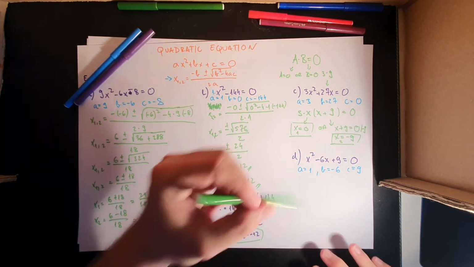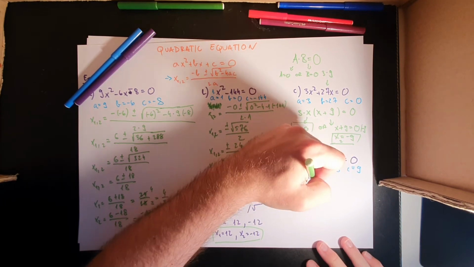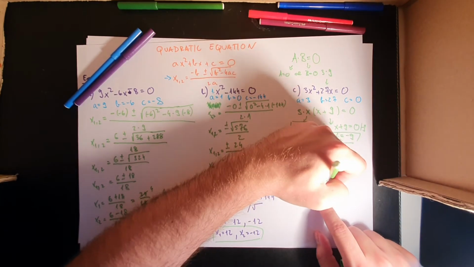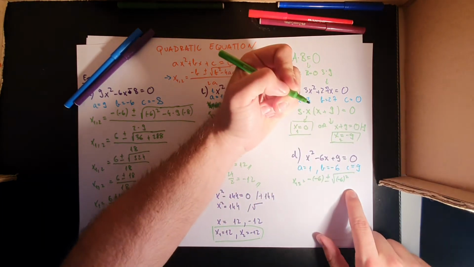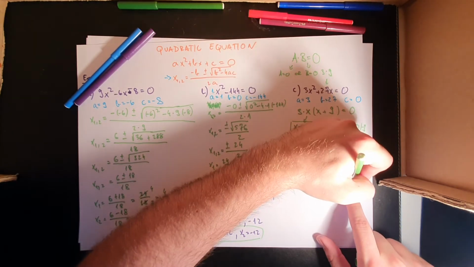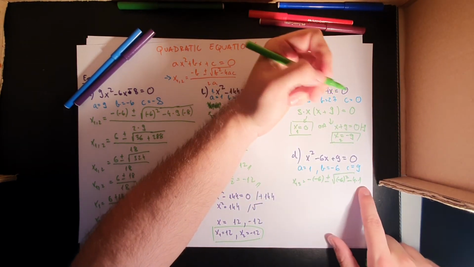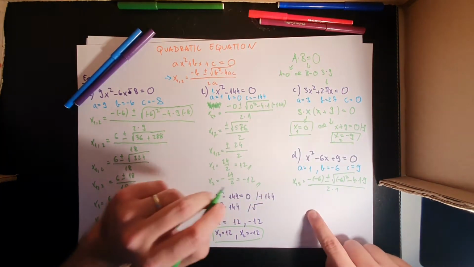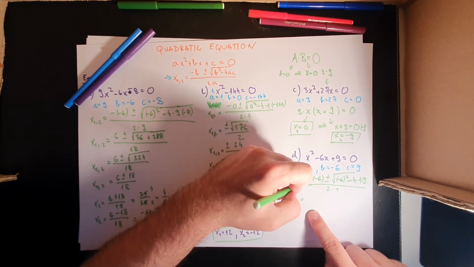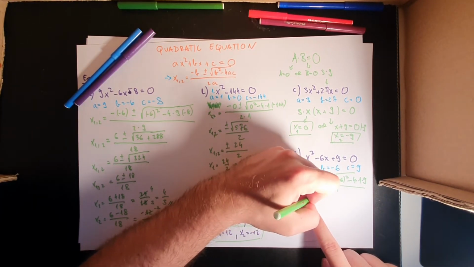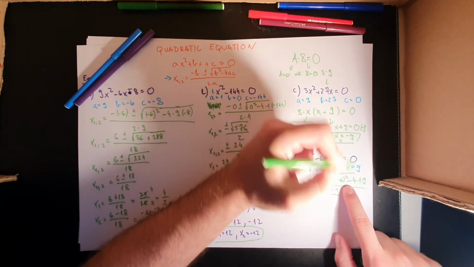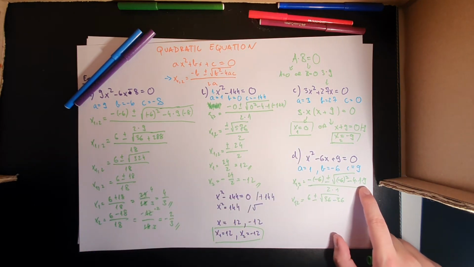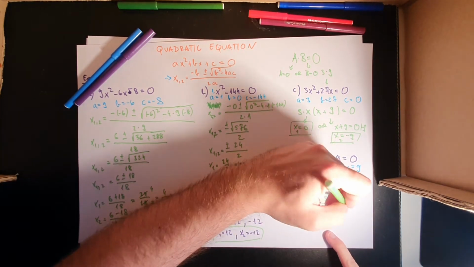Let's go with the solving. So minus 6 for the b, plus minus square root of minus 6 squared, minus 4 times the 1 for a, and the c is 9, okay, times 9, over 2 times the 1. Let's start solving this. So minus 6 is going to give us 6 plus minus square root of 36 minus 36, because we have minus 4 times 1 times 9, which is going to give us 36, over 2.